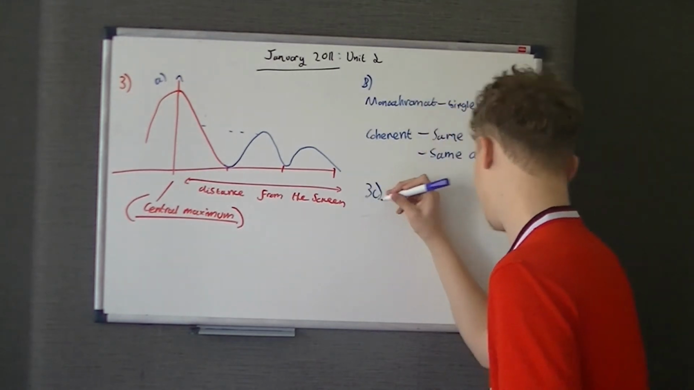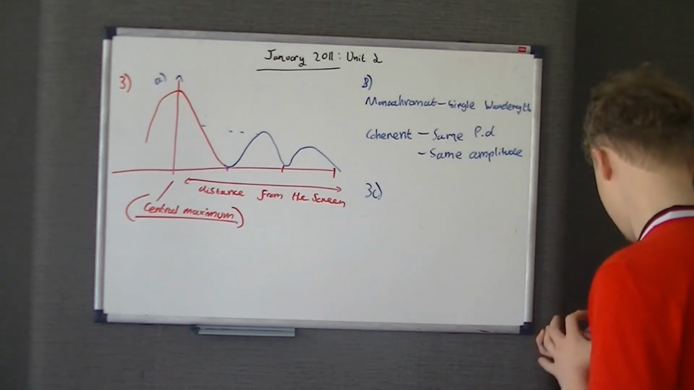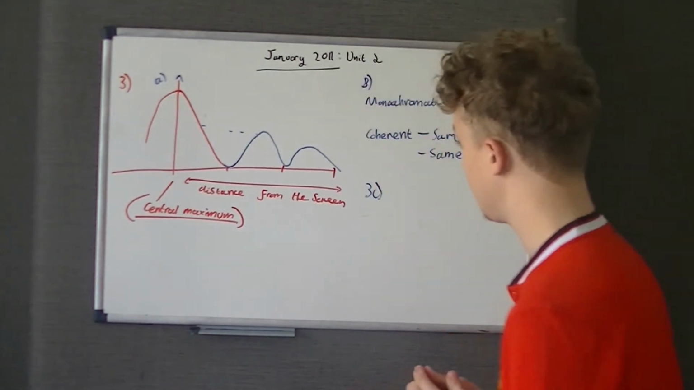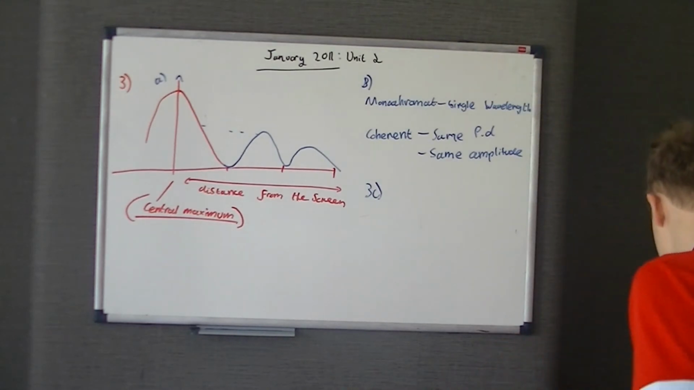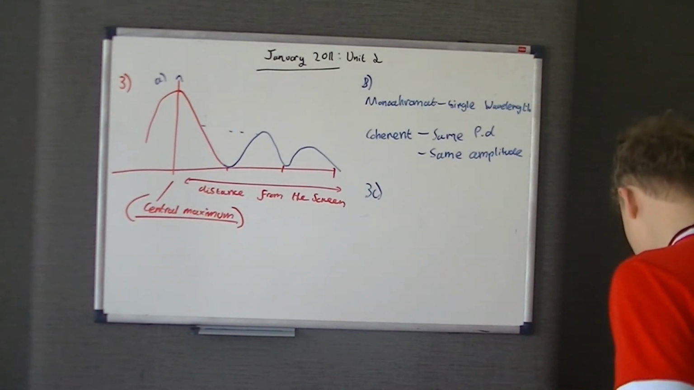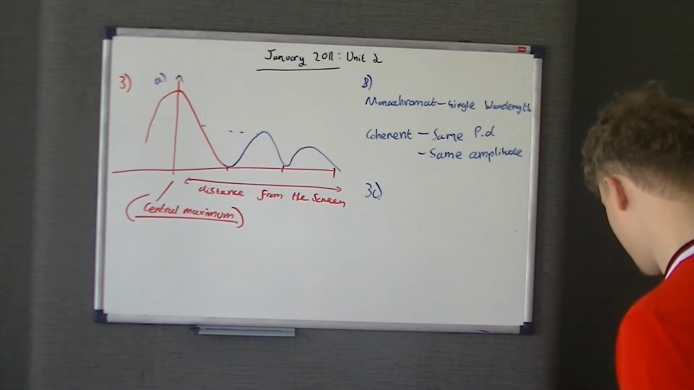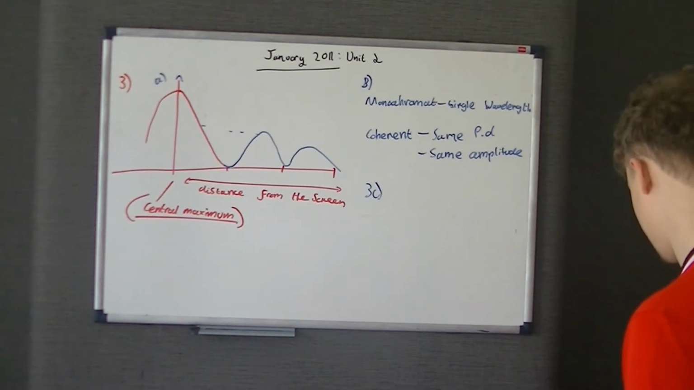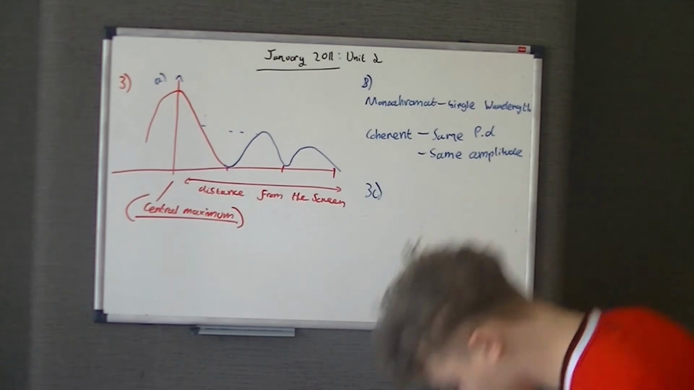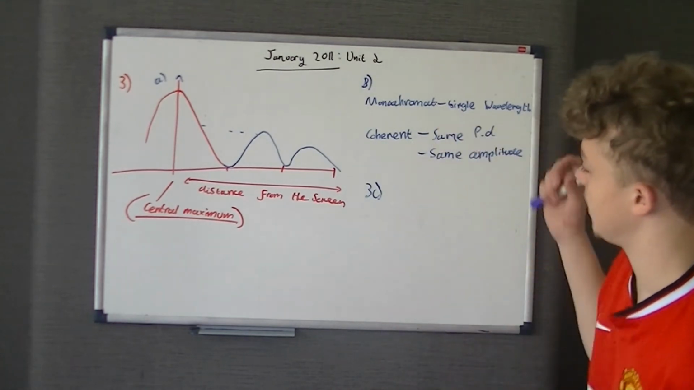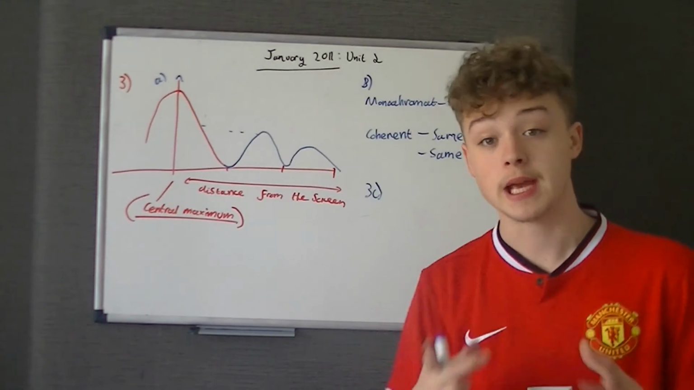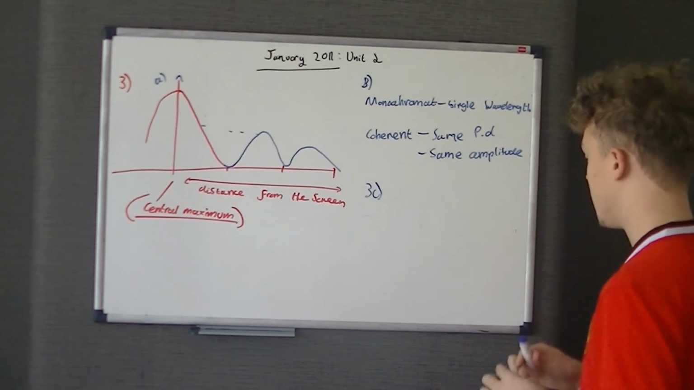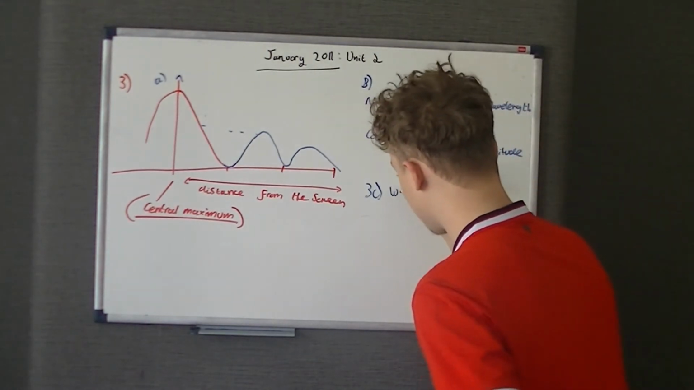Now for 3C, it says explain how the pattern would change if a longer wavelength of light was used. Basically, if a longer wavelength was used, what we'd expect to see is that the maxima are further apart and the central maximum is wider. That's your mark, basically. That's because the longer the wavelength, the more the maxima increase, because they are superimposed for a longer amount of time, if you can imagine it like that. So basically the width of the maxima increases.